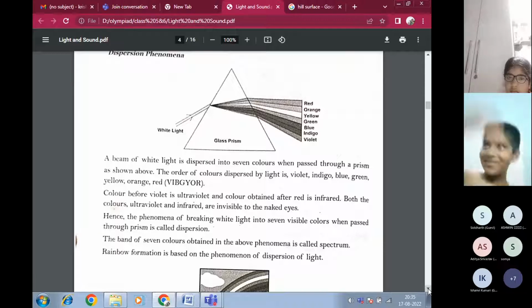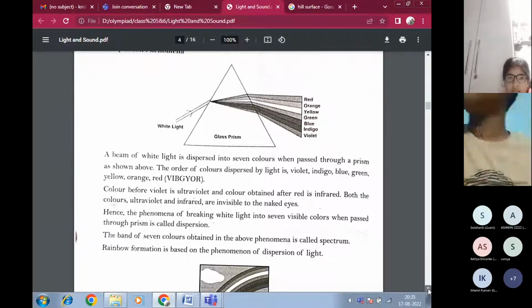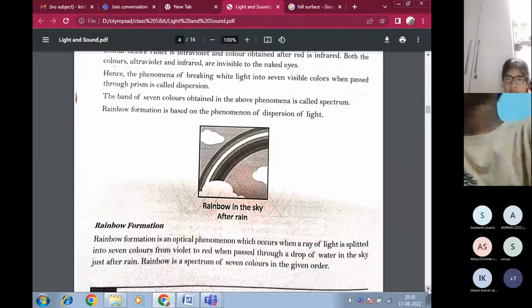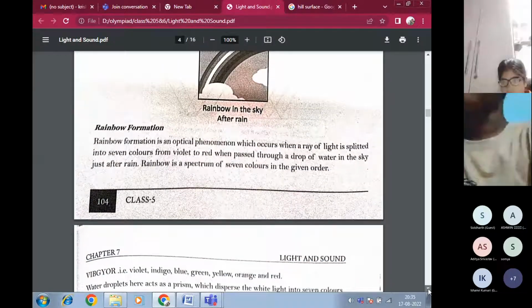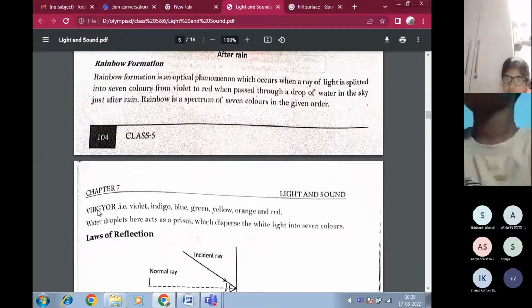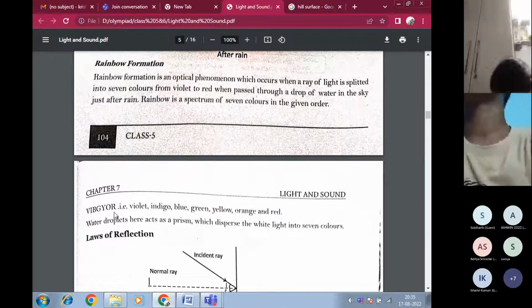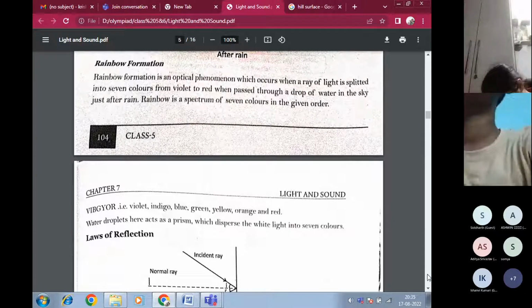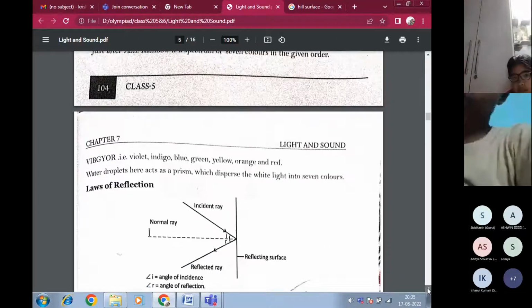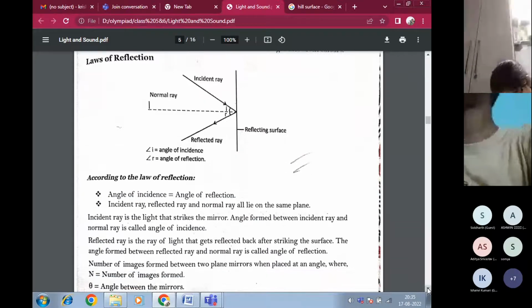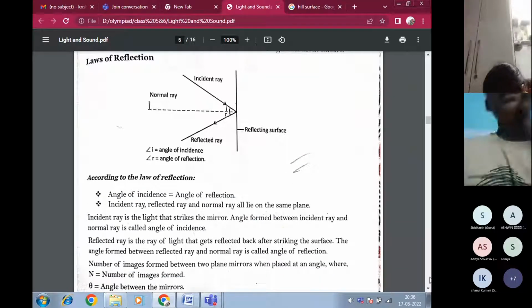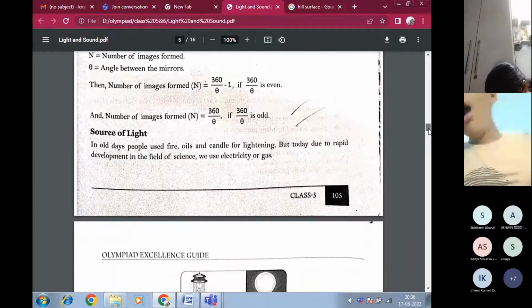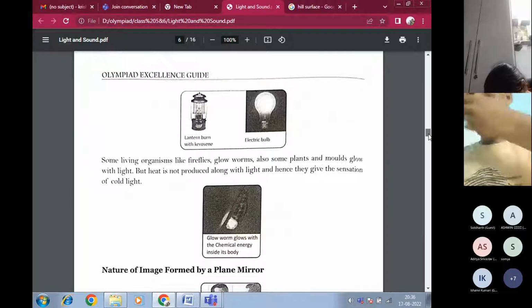So yesterday we went through white light dispersion, that is the VIBGYOR rainbow formation. You call it VIBGYOR. I think everybody knows VIBGYOR: violet, indigo, blue, green, yellow, orange, and red. So that white light. Then the source of light we finished.